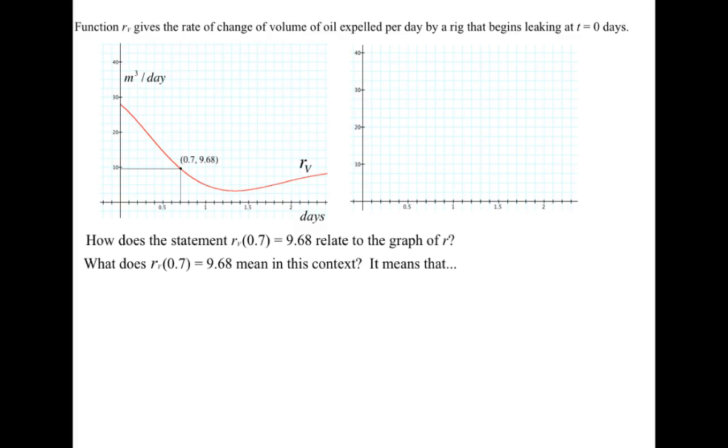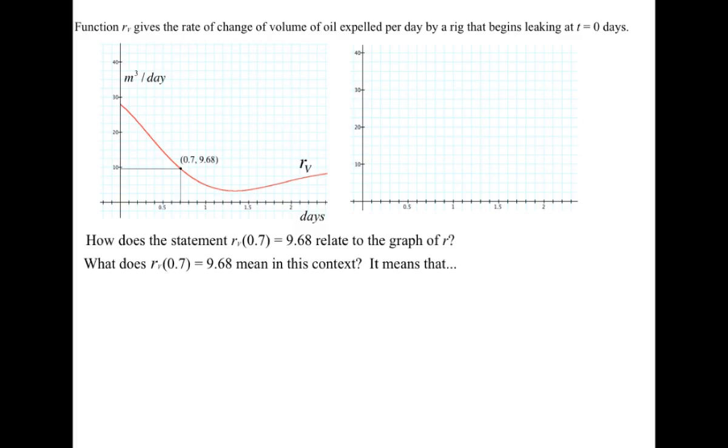So 9.68 is a rate of change, right? So does it make sense to talk about at the instant of 0.7? Why not, Jessica? Because it's like a small interval of time around 0.7 that the rate at which the oil was leaking was 9.68. Okay, so Jessica said for a small interval of time around 0.7, the oil is leaking at 9.68 meters cubed per day.